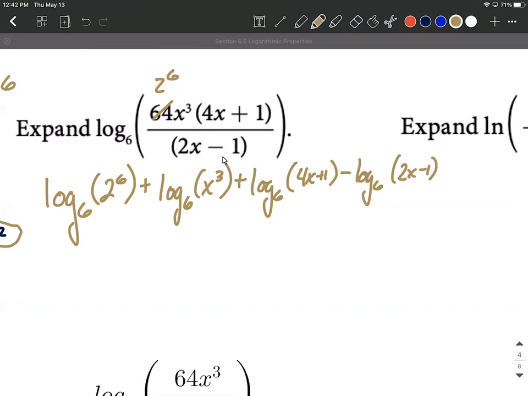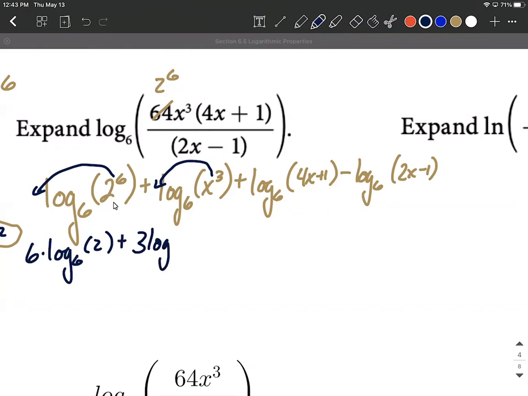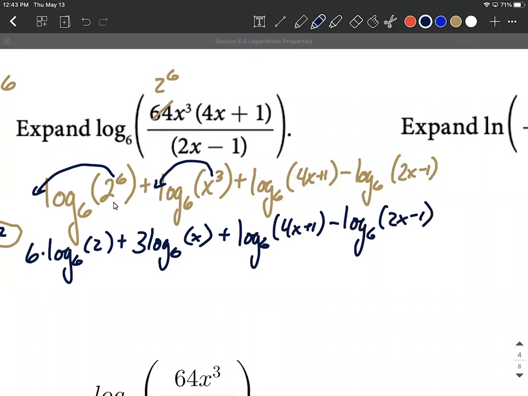All right, the last things we can do to expand this just a little bit more are if we have an exponent attached to everything on the inside of a log, that can come down in front and become a multiple. Same thing over here with this 3 for an exponent. So final answer here is just going to be 6 multiplied by log base 6 of 2 plus 3 multiplied by log base 6 of x plus bring everything else down, log base 6 of 4x plus 1 minus log base 6 of 2x minus 1.